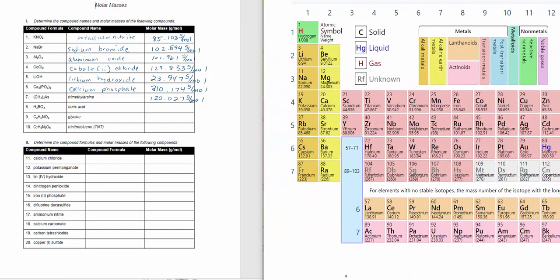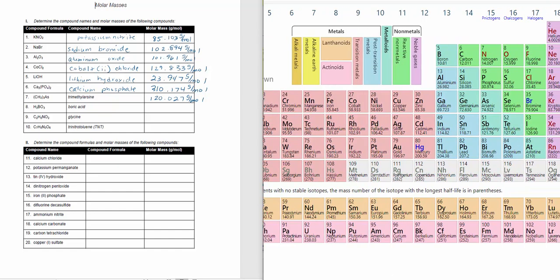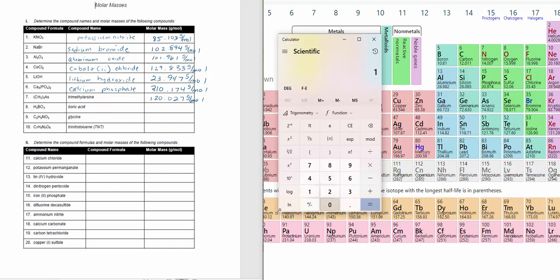Now, boric acid. Boron is an element we haven't used yet. Boron is over here. Row 2, column 13. So boron is 10.81. We have 1 atom in this molecule. I'm going to add that to 3 times 1.008, representing the hydrogen. And then I'm going to add that to 3 times 15.999, representing the oxygen. So I get a total molar mass of 61.831, and that is grams per mole.